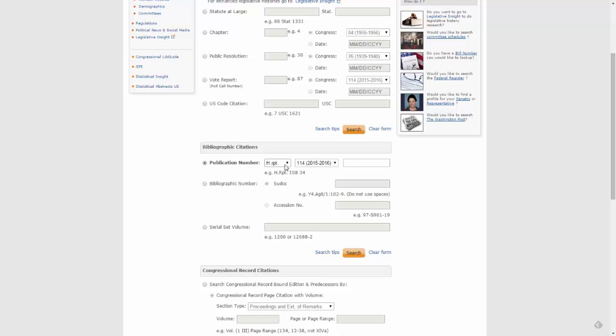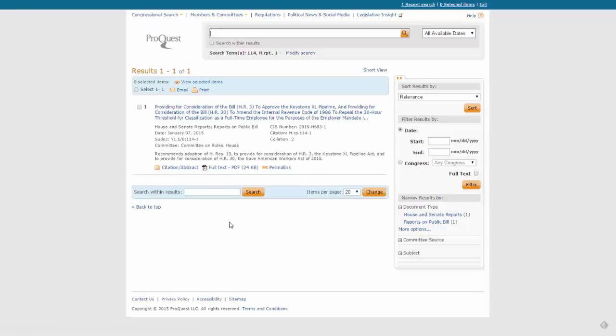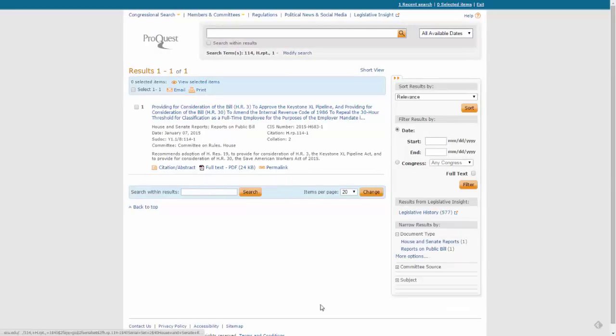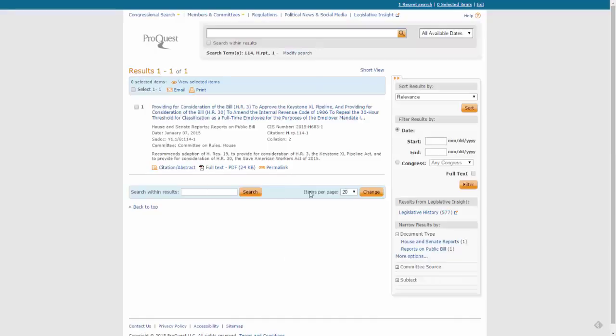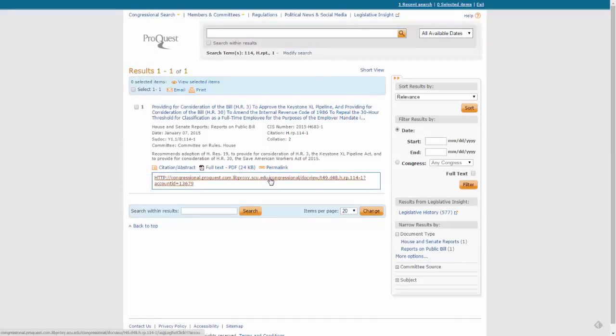And so if I want to locate a House report from, let's say, this legislative session, the first report that was created from this legislative session, I can click on search here. I can click on the PDF. And here's the actual report. If I wanted to share this link with a colleague, I can click on the permalink and then copy my link address.